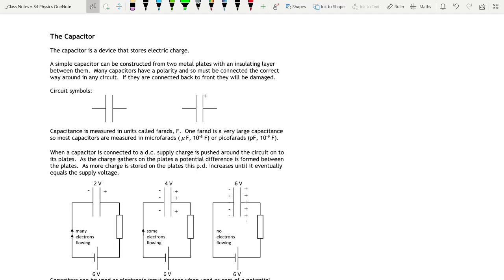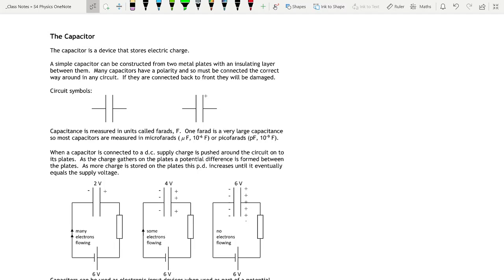Okay, so a capacitor stores electric charge, but it takes a bit of time to store that charge. And it's a bit like a bucket if you look at water dripping out of a tap and filling a bucket. Okay, so a capacitor is the bucket, and eventually it will store all the water that's dripping out of the tap, but it takes a little bit of time to fill.